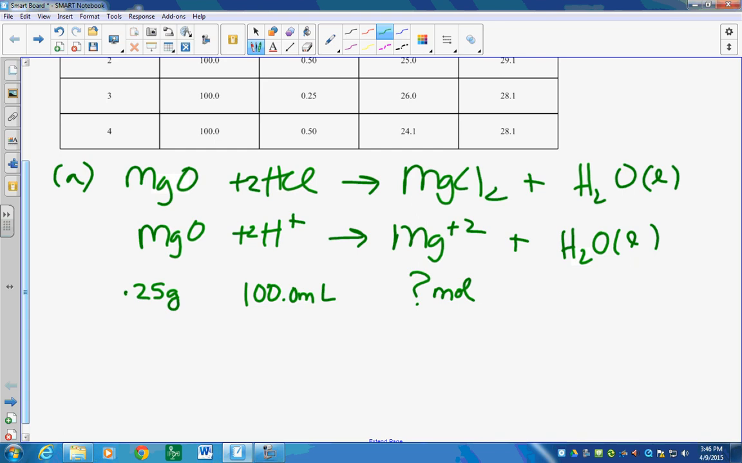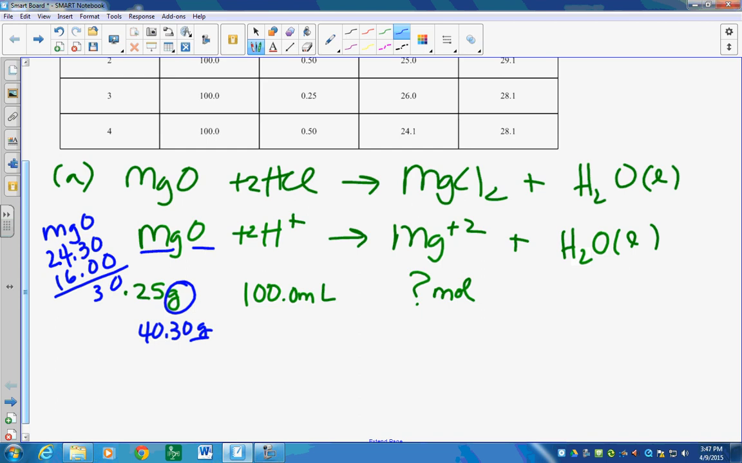Now, the cool part is that you just stop at moles, because you're going to work this problem twice. And remember, on limiting reactants, the smaller one is the right answer, because when one of the reactants runs out, the reaction stops. So I'm going to switch colors. The most important concept in all of chemistry is the mole. I have to calculate the molar mass of MgO, which is 24.30 plus 16.00. I get 40.30 grams per mole.